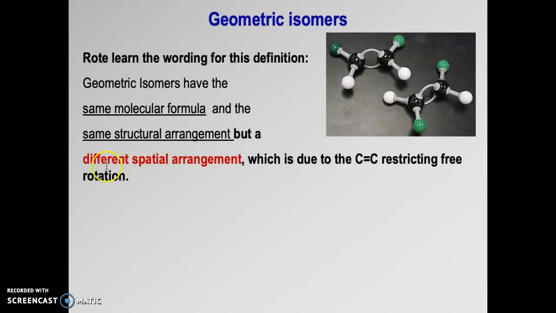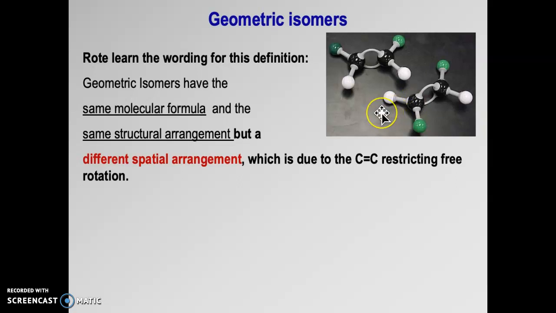The difference is, though, they've got a different spatial arrangement. So in one isomer, the bromines are both on the same side, so this would be the cis isomer, and in the other isomer, you've got the bromines on opposite sides, so this would be the trans isomer. So what distinguishes these is they have a different spatial arrangement, and that is due to the carbon-carbon double bond restricting free rotation. Because it's unable to spin on that bond axis, that makes it impossible for the bromines to be on the same side when it's got this double bond arrangement.